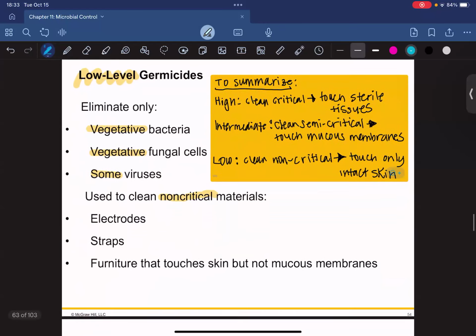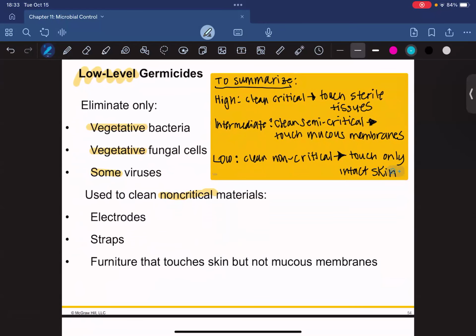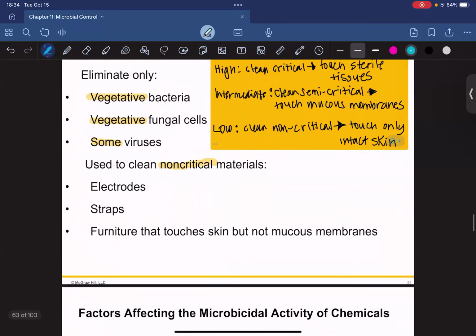And then we have our low levels, things like furniture and the equipment around and stuff like that. But really, definitely not going to sterilize. It's going to kill just some of the various groups of the things, but it's enough for those non-critical items. So low level, the non-critical.